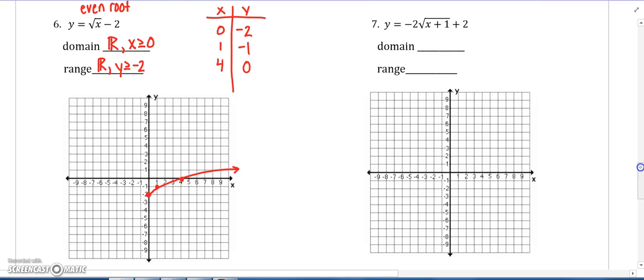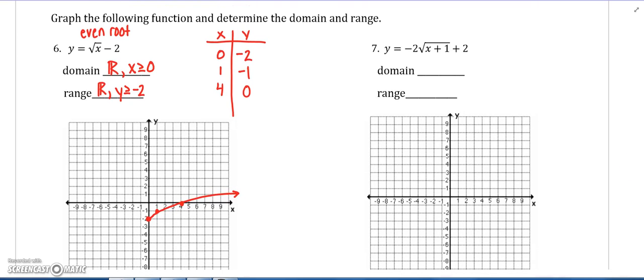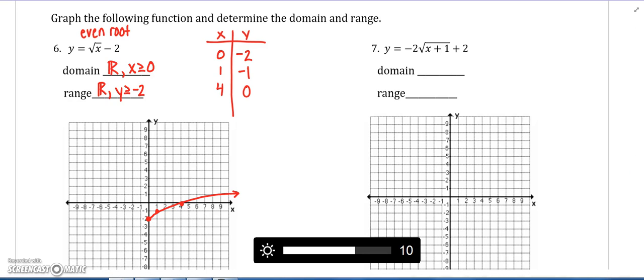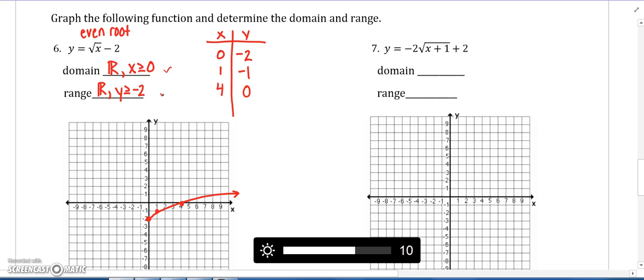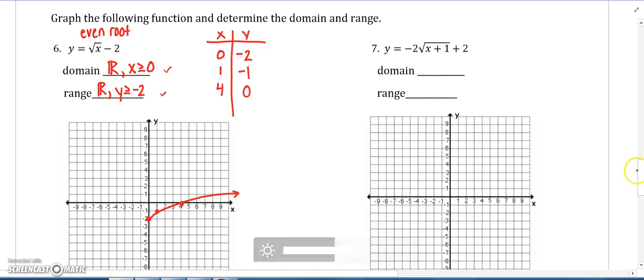Alright, and after I finish drawing, I always go back and double check my domain and range, because sometimes I miss something and it makes me mess up my answers for that. So domain means x's. So for my x's, I'm starting at 0 on the x-axis and going to the right. So x is greater than or equal to 0 makes sense. And for my y's, I'm starting at negative 2 and going up. So y is greater than or equal to negative 2 makes sense. So these check out, so I'm feeling good.